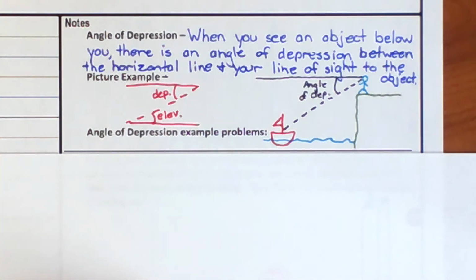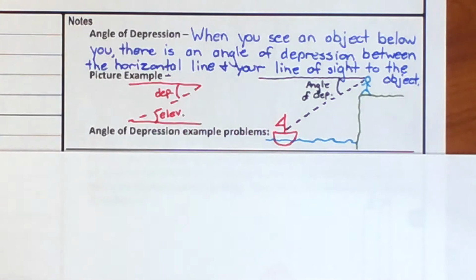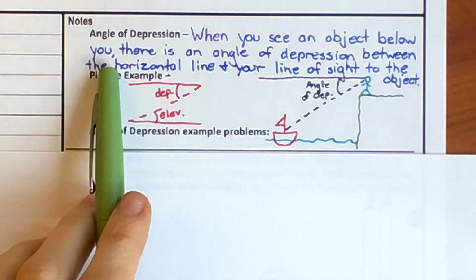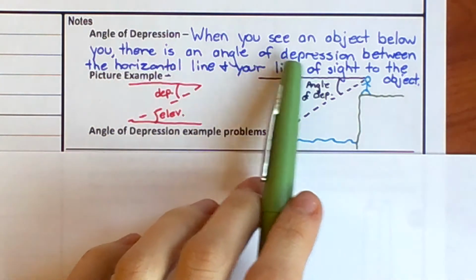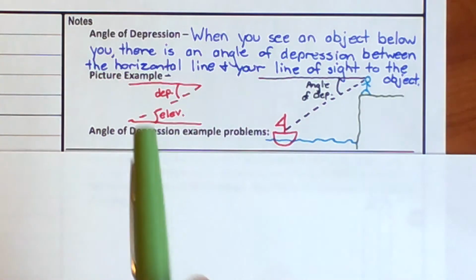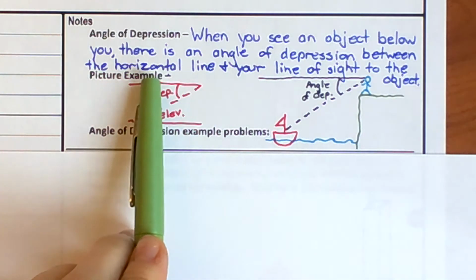Okay guys, so these are the notes for the angle of depression. This is on the back side of your notes page from last class. So the angle of depression is when you see an object below you and there's an angle of depression between the horizontal line and your line of sight to the object. The horizontal line part is very important.